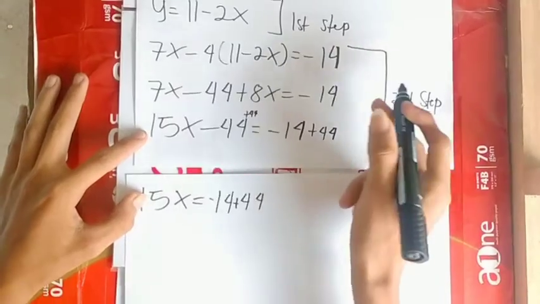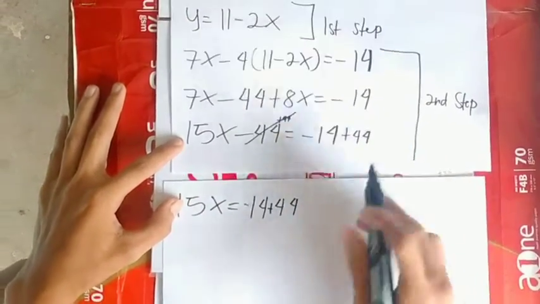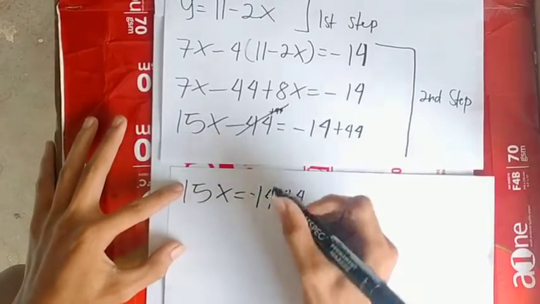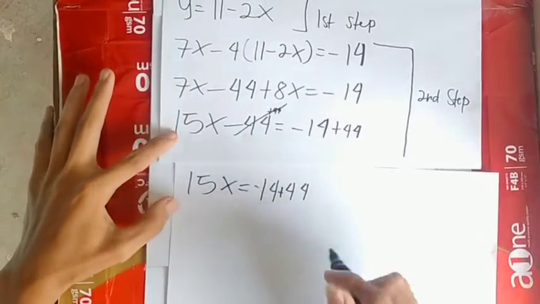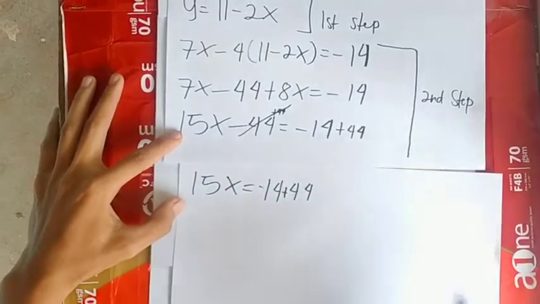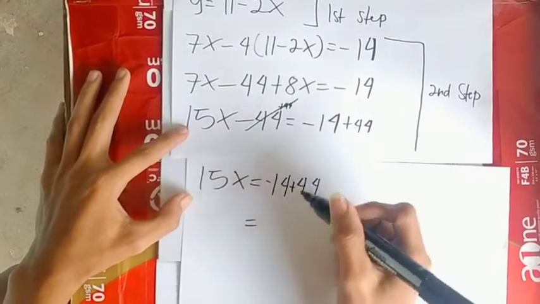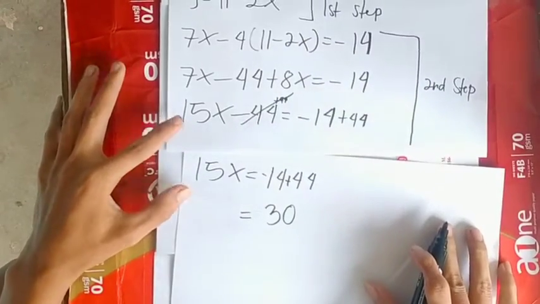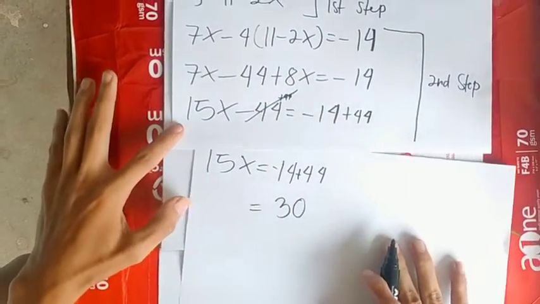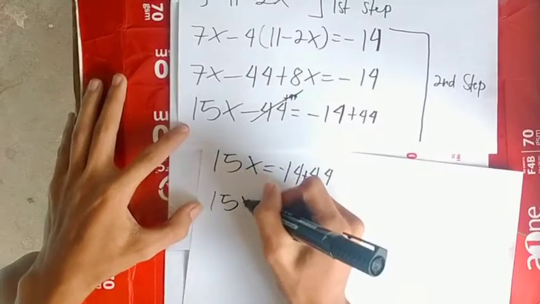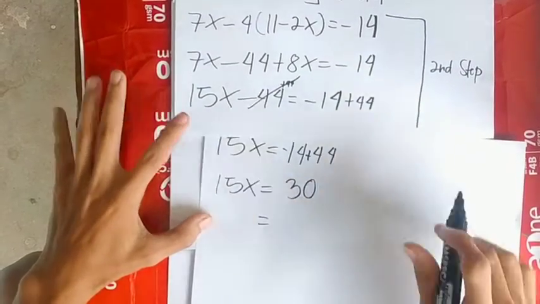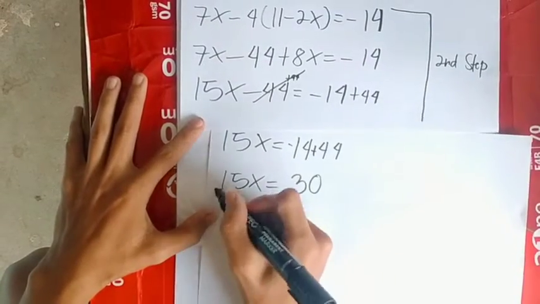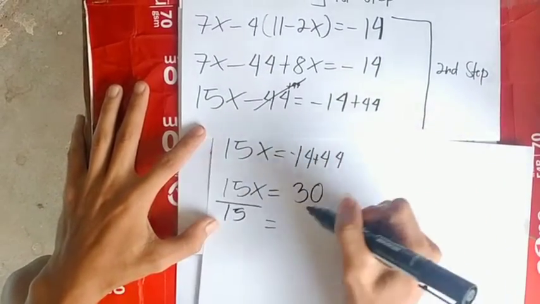Remember, if we cancel out, that's the reason why we move this and change the symbol. Then the next step is, of course, solve. 44 minus 14 is 15x. And the next is we are going to divide both sides by 15.